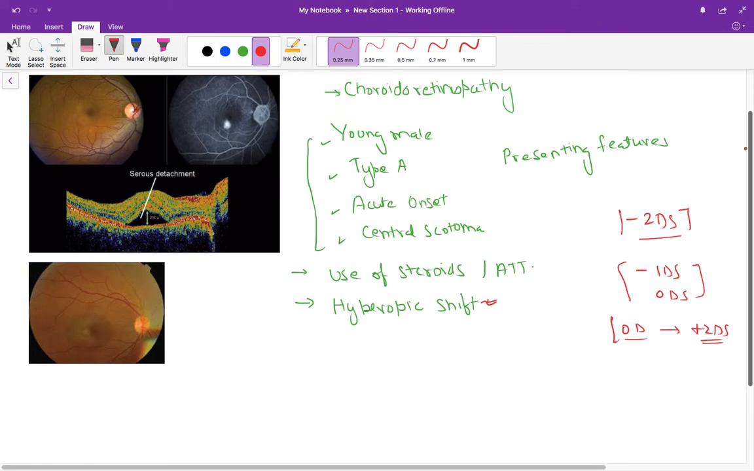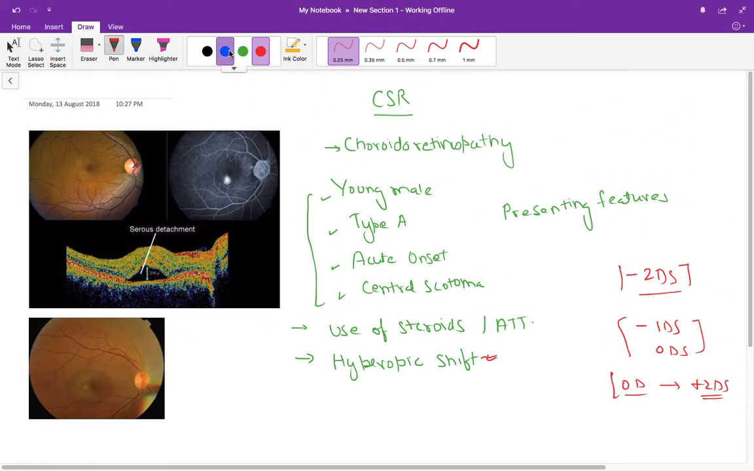Now, as you can see in this figure, can you see this diagram? So here, can you see the halo? So this halo is basically the edema that is coming, and there is a serous detachment. This picture is the OCT picture, and if you can see, there is splitting of RPE. So this was also an AIIMS question, that there is a splitting of RPE and the serous fluid that is accumulated in the region of fovea.